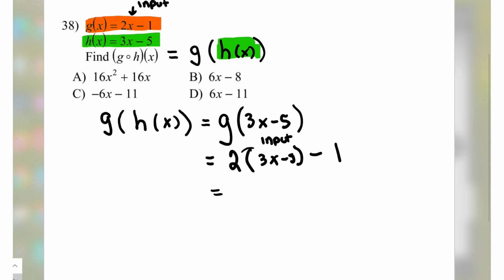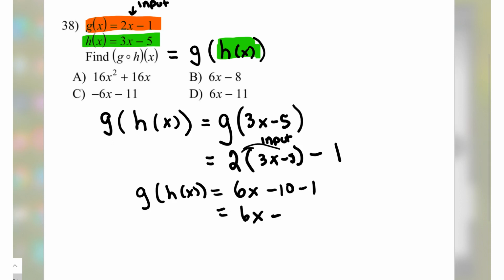Apply the distributive property. 2 times 3x gives you 6x. 2 times negative 5 gives you negative 10, minus 1. So at the end, the composition will be 6x minus 11. That will be G of H of X. And this is composition.